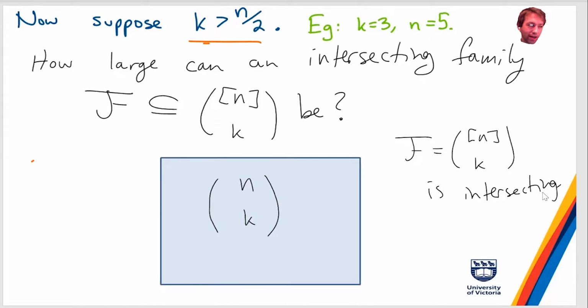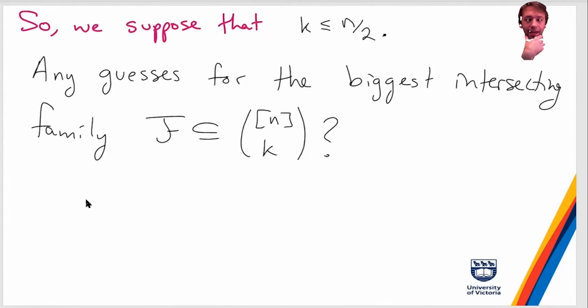But now what if we let k be at most n over 2? That's where we really get into the meat of this problem. So any guesses? I won't put this one to a poll, but how big can you make an intersecting family? Yeah, so there's an answer in the chat. How do you figure that? N minus 1. Oh, it might be on the back of my slide.